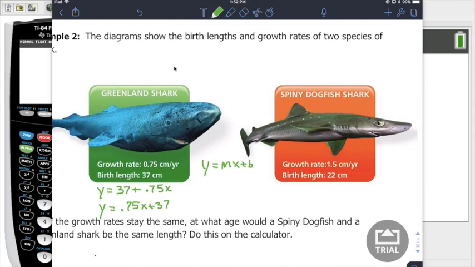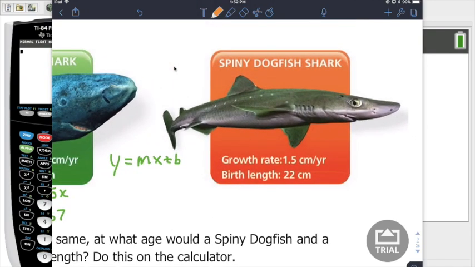Okay, and then let's get our other one going here. I'll color code it. So the spiny dogfish shark. This one, you're starting at 22, but then you've got that growth rate of 1.5 per year. So we're going to go 1.5x and then plus 22.